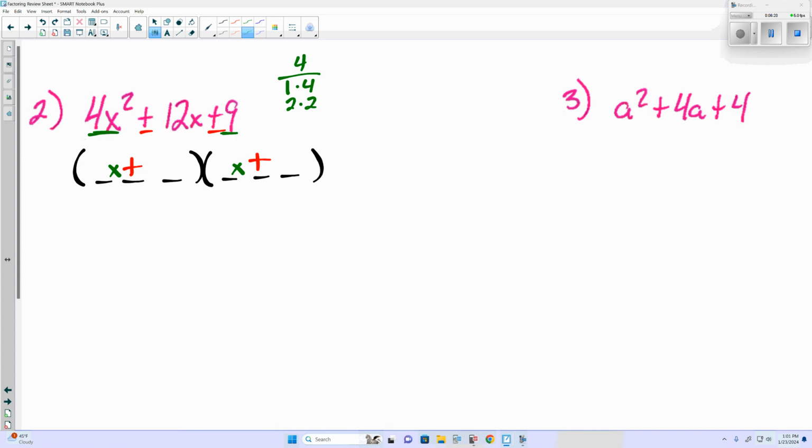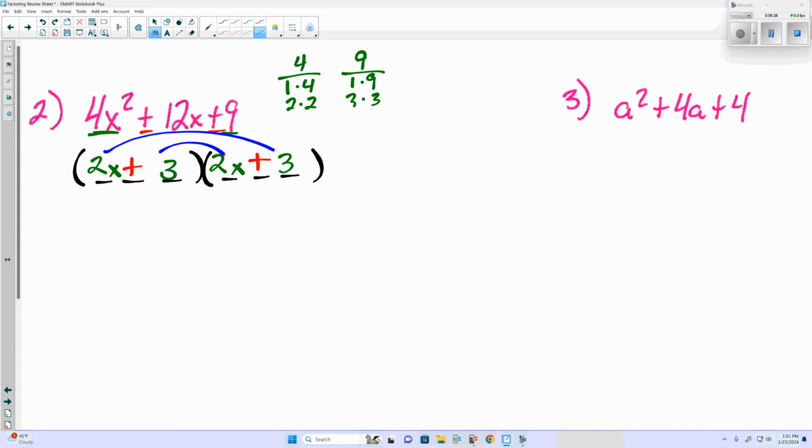2 and 2. So what did we decide on? 1 and 4 or 2 and 2? 2 and 2. Factors of 9. Or 3 and 3. And we can indeed try 3 and 3 first.